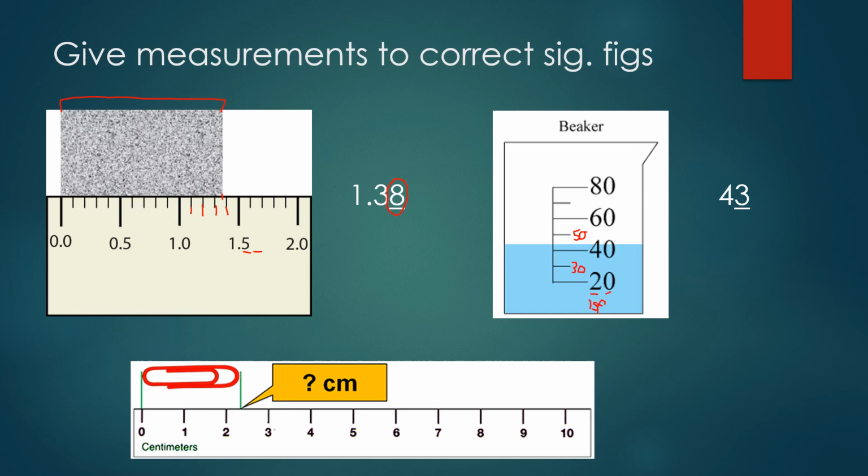You might have guessed 44, 42. Okay, once again, that last digit is that uncertain digit. Let's do one more. Measuring a paper clip.